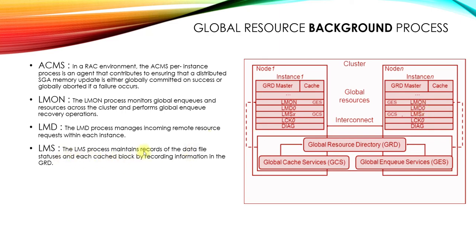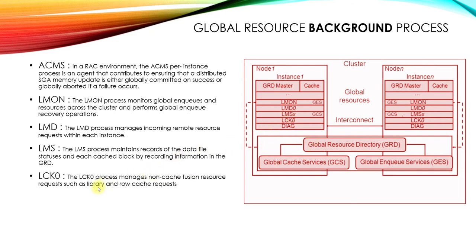LMS. The LMS process maintains the record of the data file statuses and each cached block by recording information in the GID. LMS is a very important process, because it takes care of storing all the records and information, including the metadata, the master metadata structure and the shadow metadata structure, in the GID. So it maintains that.